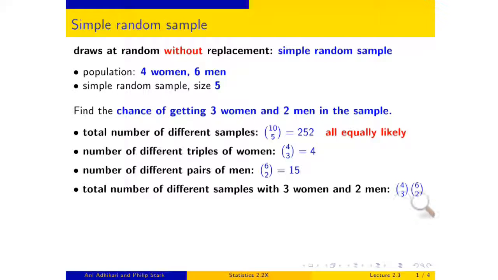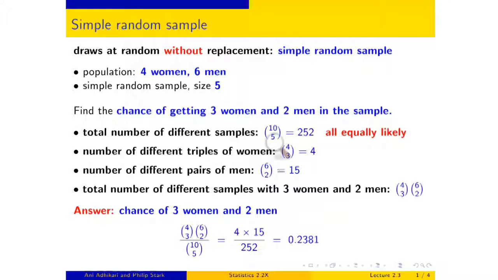And that's it, we're done. This is the number of samples of the kind we want. This is the total number of samples, and so the probability of getting 3 women and 2 men is just 1 divided by the other. The number of samples of the kind we want divided by the total number of samples. And that's 60 divided by 252, and that's just under 24%.